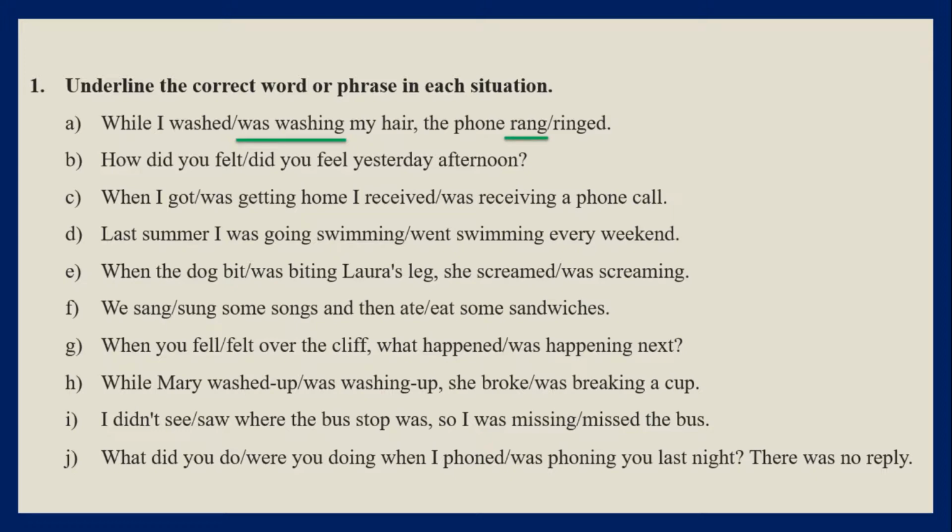As you can see in this example, washing the hair is the background event or the background situation, something which is going on in the past, and the phone rang is your main event. B. How did you feel yesterday afternoon? In here, we cannot say how did you felt, because whenever we use did as our auxiliary verb, our main verb, which is feel in this sentence, needs to be in the base form.